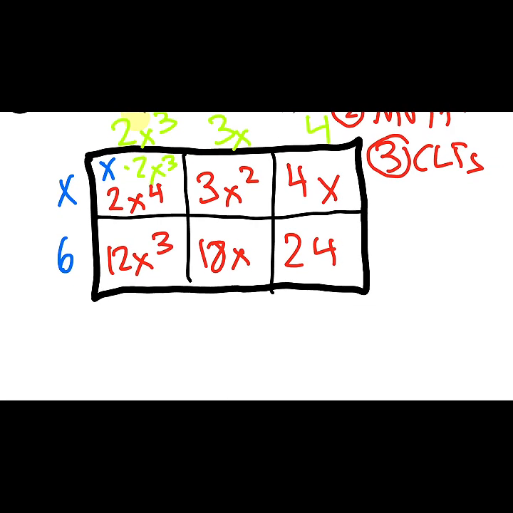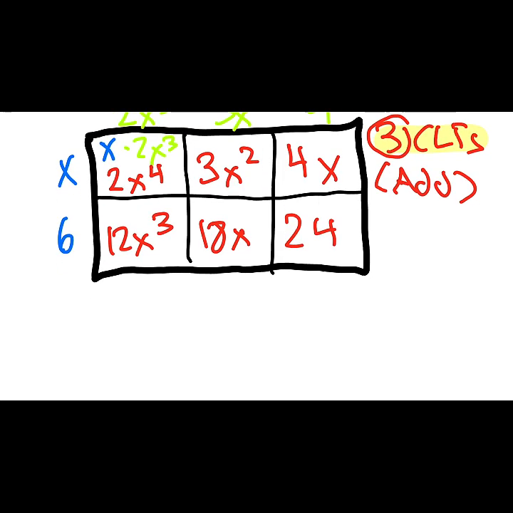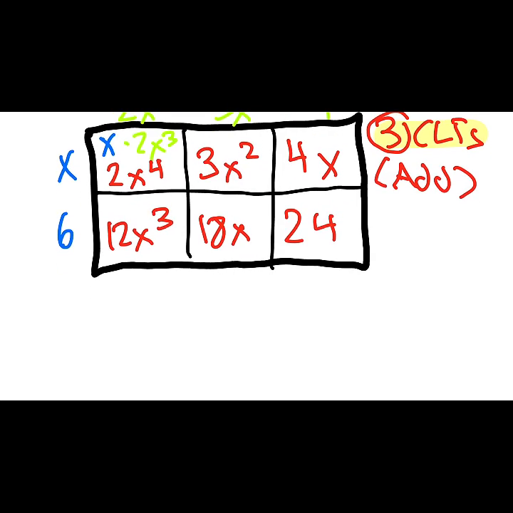Now we're going to do our last part here, CLTs. We are going to add now. So, combine like terms. Combine what has the same exponent and letter. Let's just kind of start from the top left. Always start from the highest degree, or exponent. So, 2x to the fourth power is our highest exponent, so we're going to drop that because we can't combine it with anything. Cross it out.